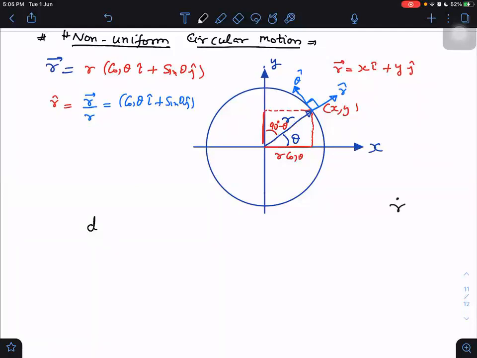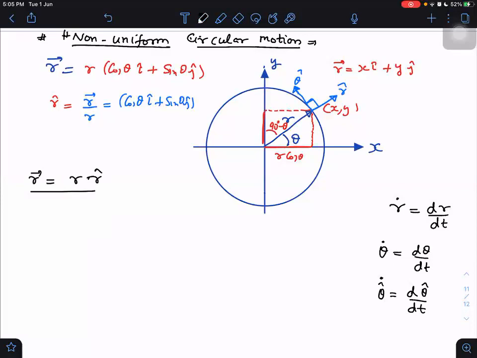I will use one notation. If I write r dot, what does it mean? dr by dt. If I write theta dot, what does it mean? d theta by dt. If I write theta cap dot, what does it mean? Derivative of the unit vector theta cap. It will mean that, right? Okay, fine. So having understood these things, let us start deriving it. R vector is equal to r into r cap. Can we write in this way?